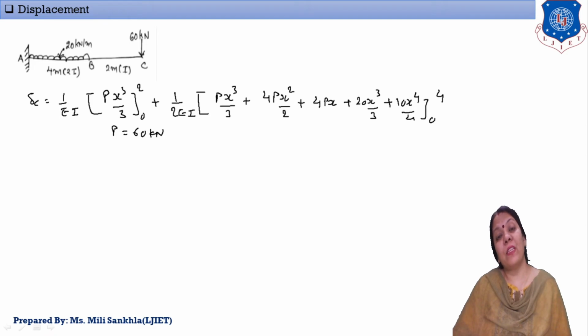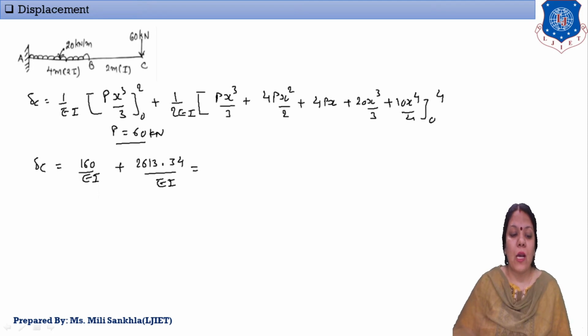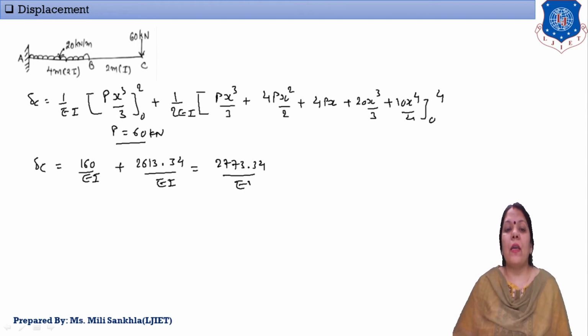Now we find out deflection at C, so we put P is equal to 60 kilonewton. Now after solving delta C, our answer: first term, put x is equal to 2 and P is equal to 60. My simplification is 160 by EI for the first term, and second simplification 2613.34 divided by EI. My total answer is equal to 2773.34 divided by EI.